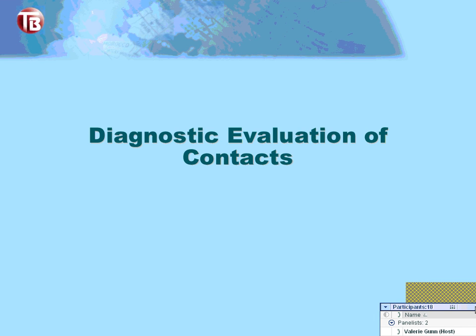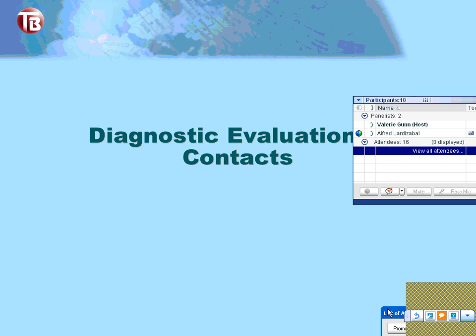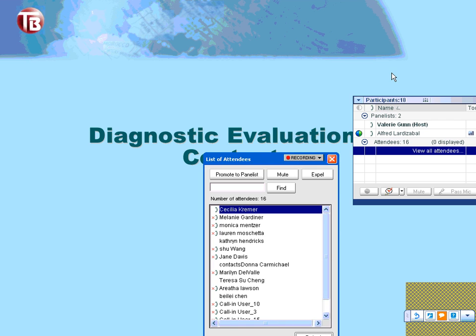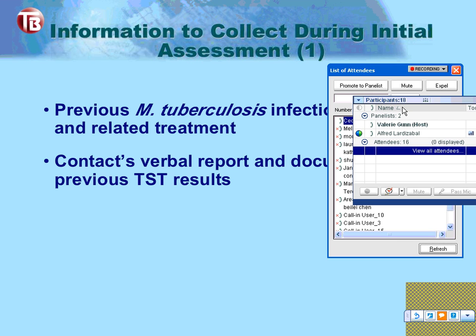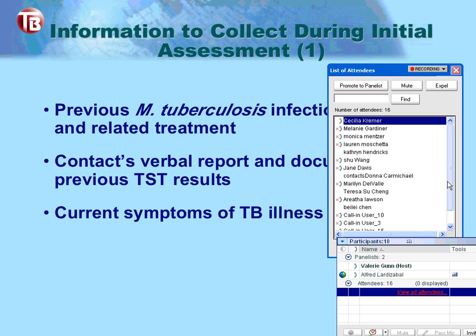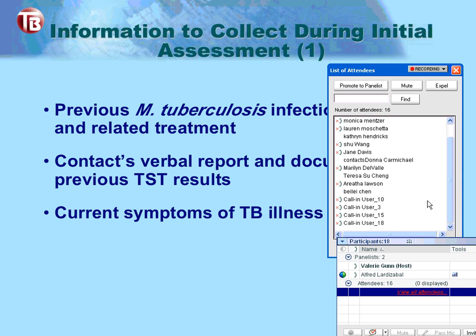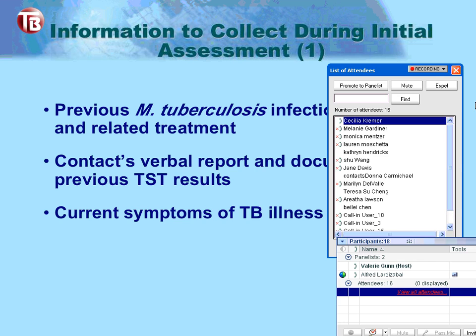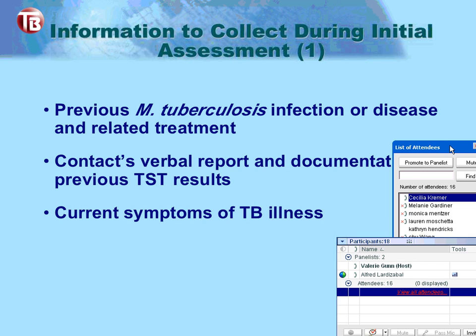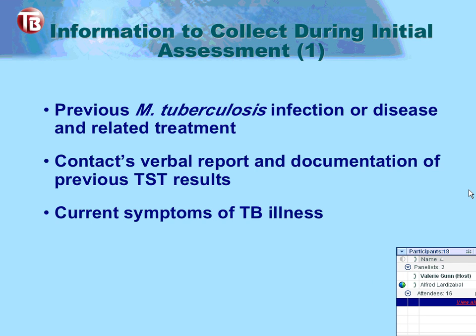Now, after defining the priority in terms of who to evaluate first, the next step will basically be the conduct of evaluation of these contacts. On your initial interview with these contacts, it's important to obtain various points of information from these individuals. It'd be important to find out whether they have a previous history of TB infection or TB disease and related treatment for those conditions. You have to obtain previous skin test results if that has been done before. And it's also very important to ask these contacts about symptoms that are suggestive of active TB disease.